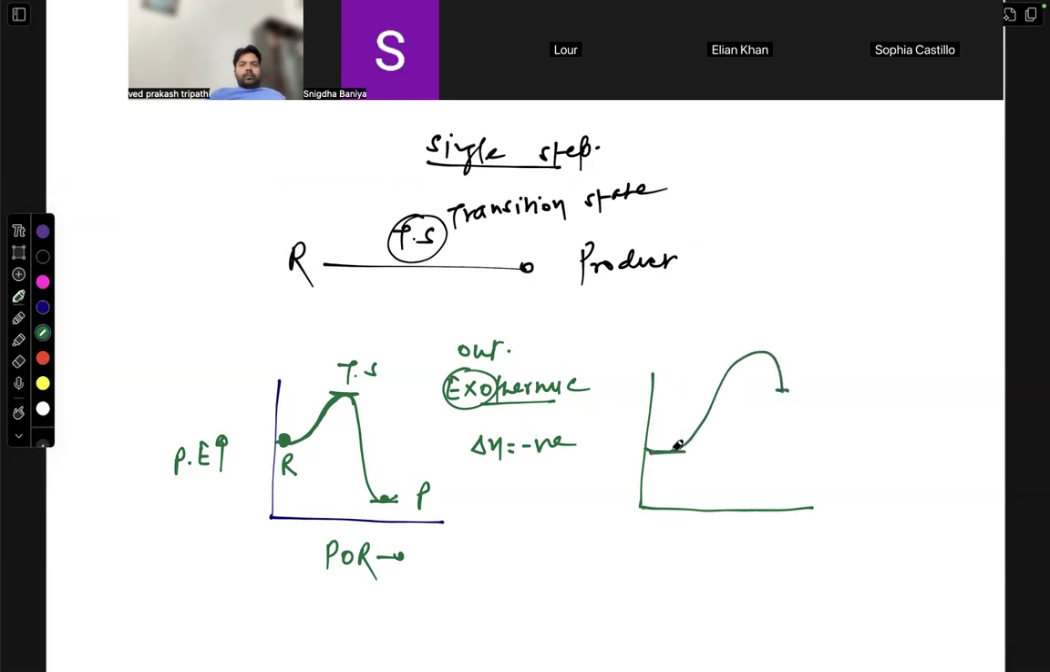Now look at this one. Reactant, product, transition state, potential energy, progress of reaction, and here the reactant is inside the product. So this is endothermic. Endo means inside. So the reactant, you can see, is lower than the product. And this delta H would be positive. So a single step reaction always has a single peak. Make sense?